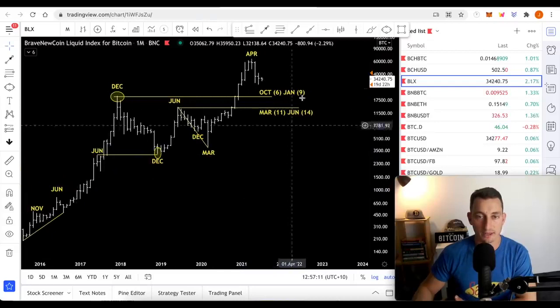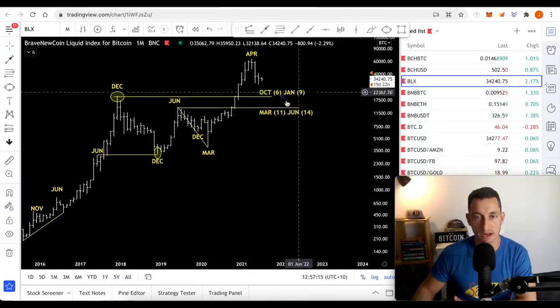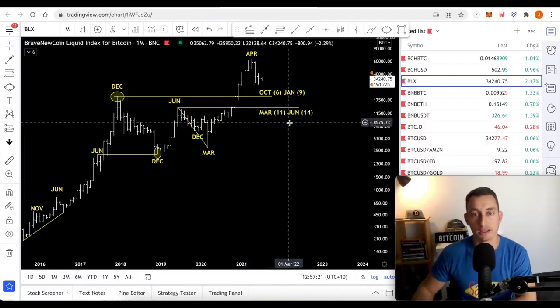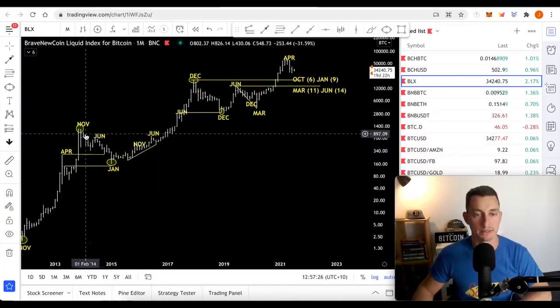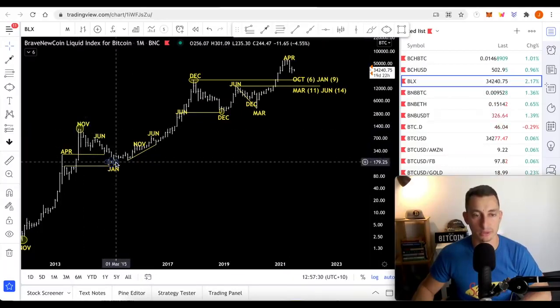For me, I think we could be seeing as a worst case scenario, something around the 9th to the 11th. So the 9th month to the 11th month from this all-time high. Obviously, our worst case here is June, being it's around 14 months. That's the longest time frame we've seen from a top to a bottom. This was from 2013.